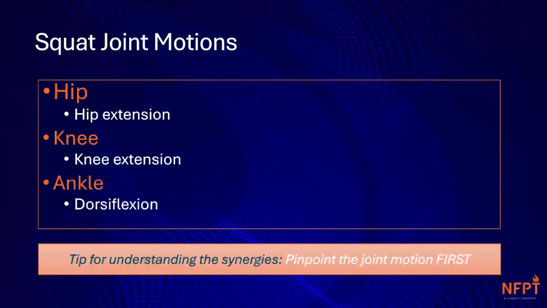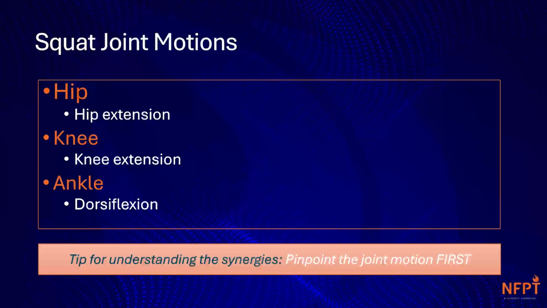And then lastly, we have the foot and ankle complex. As you're squatting down, the shins, or the tibia and fibula, have to migrate forward a little bit. That allows the body to maintain its center of gravity. And so as the shins, or the tibia, track forward, it is performing what's called dorsiflexion. That is a joint motion.